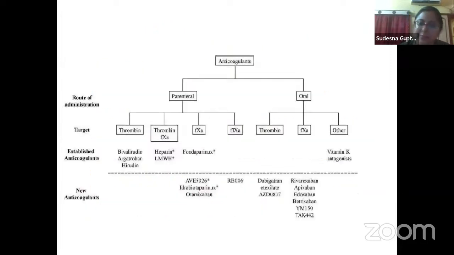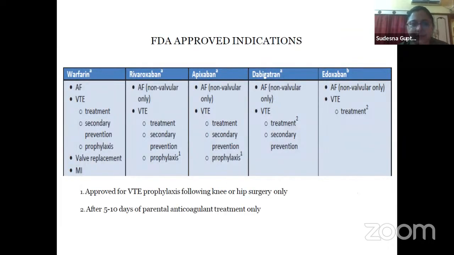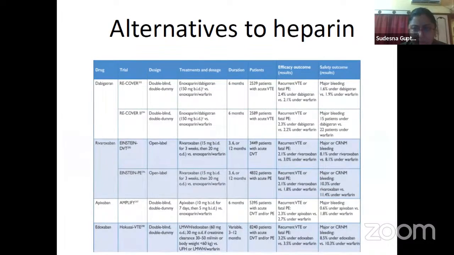They are available as parenteral as well as oral agents. The established anticoagulants are argatroban, bivalirudin, dabigatran, rivaroxaban, and the newer ones, apixaban and edoxaban. Here we can see the FDA-approved indications of rivaroxaban, apixaban, dabigatran, and edoxaban include VTE in all of them. They were first approved following surgical patients, and they also need to be bridged with parenteral anticoagulant treatment in the initial 5 to 7 days.